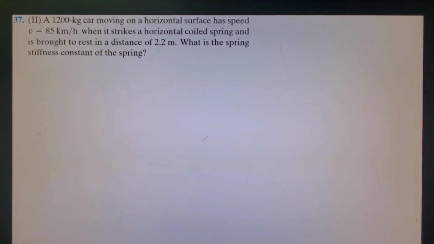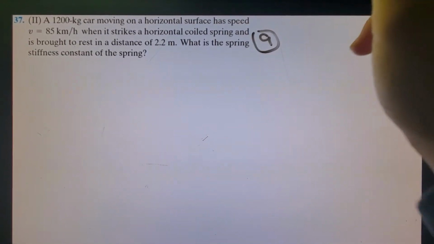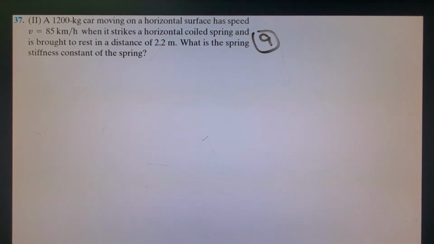This is chapter 6, problem number 37. The lucky number for this one is 9. There's a 1,200 kilogram car moving on a horizontal surface, with speed v equal to 85 kilometers per hour.